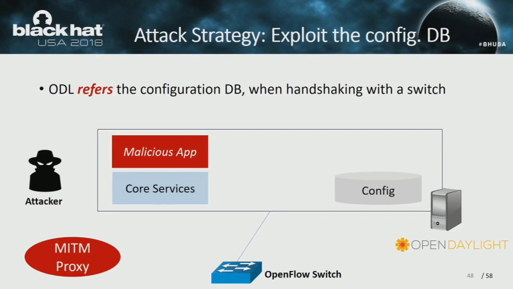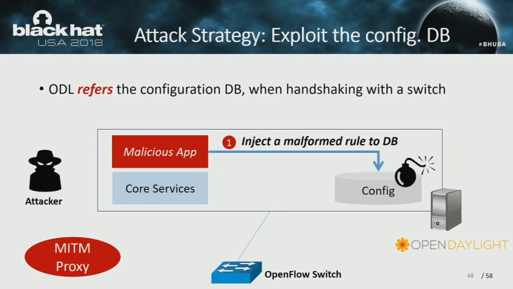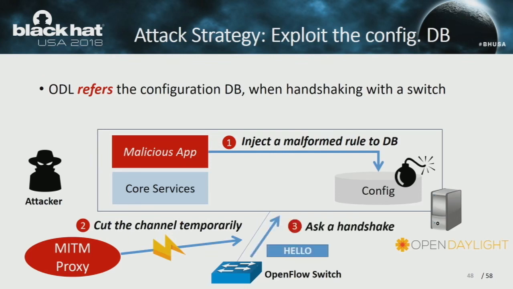So based on this property, we can design an attack strategy as follows. First, a malicious application injects a malformed flow rule into the configuration DB, and the flow rule has some wrong values that can cause an error. And now, an attacker uses a MITM proxy to cut the control channel temporarily. So the OpenvSwitch will try to reconnect to the controller by sending a handshake message. And the controller will access the configuration DB to get the predefined flow rules. But here, the controller reads the malformed flow rule installed in the previous step, so this can cause an error in the internals of the controller.